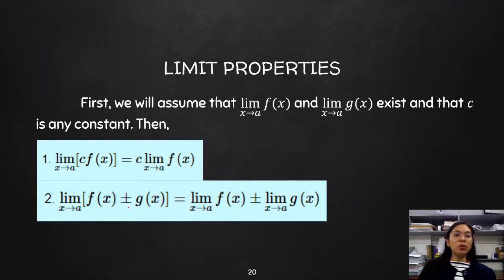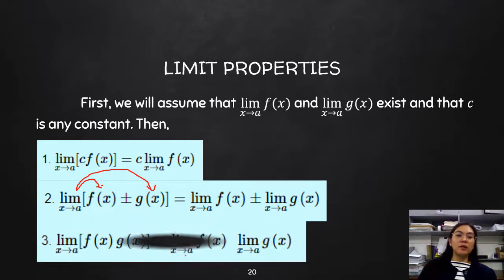Property number 2, kung meron ka namang addition or subtraction between the two limits, tapos naka-enclose siya sa quantity, then you could just, parang pwede mo lang din i-distribute yung limit. Parang ganyan. Para maging ganito yung itsura niya. Third property, same is true with the multiplication operation. So, kung multiplication yan, pwede mo lang din i-distribute yung limit, tapos parang i-multiply mo lang din siya.